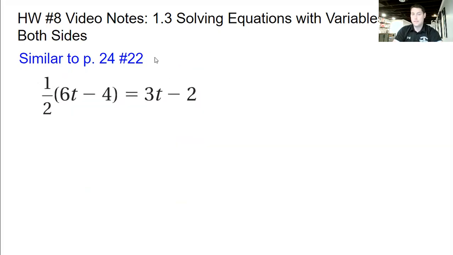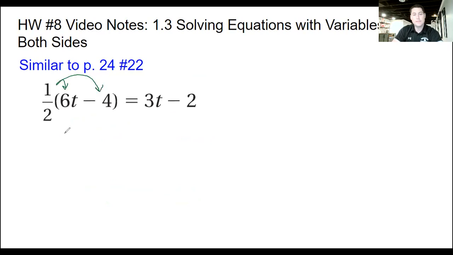All right, so you might notice variables on both sides, right? But you have some cleaning up to do first, the distributive property. So go ahead and distribute. 1/2 times 6t is 3t, and 1/2 times negative 4 is negative 2. You've got variables on both sides, so go ahead and move your variable term by addition or subtraction. So I'll move the left one.